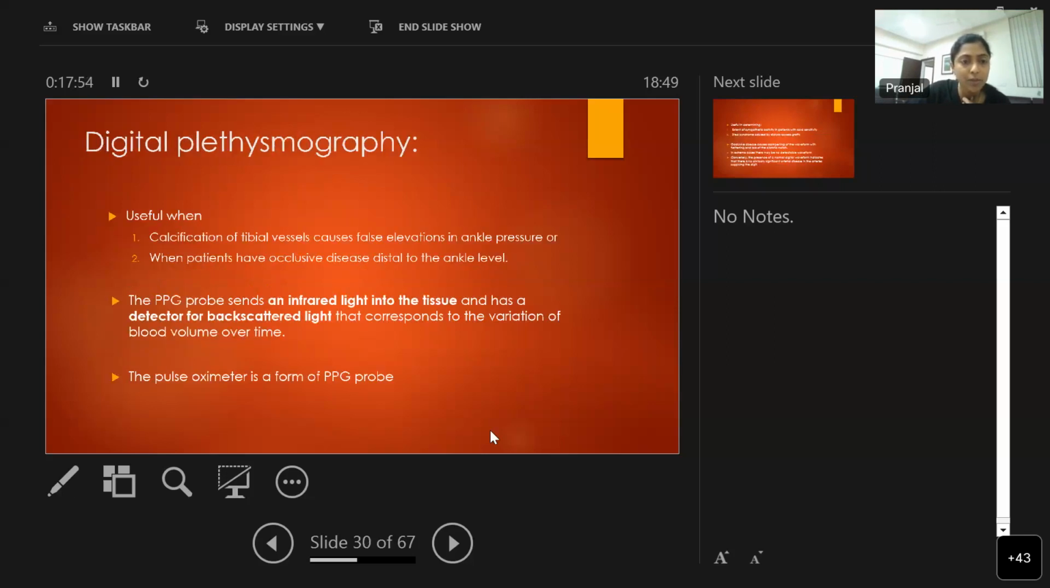Coming to digital plethysmography, it is more useful when calcification of the tibial artery causes a false elevation in the ankle pressure, or when a patient has an occlusive disease distal to the ankle level. A digital PPG probe sends an infrared signal into the tissue and has a detector for backscatter light that corresponds to the variation in the blood volume over time. A pulse oximeter is a form of a PPG probe.